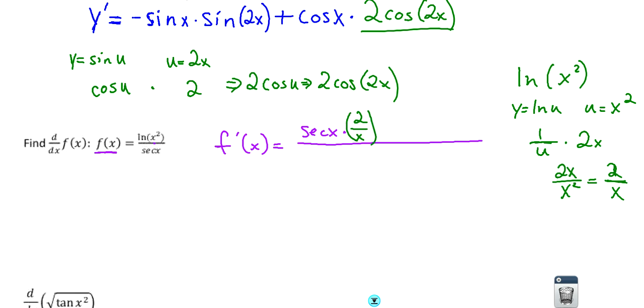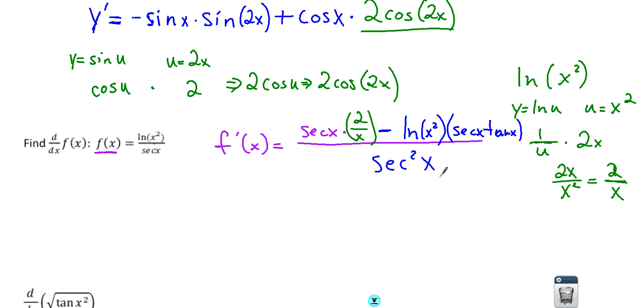So that's the derivative of my natural log of x squared minus natural log of x squared times the derivative of the low function, and the derivative of secant is secant x tangent x over the bottom squared, which is secant squared x. So this is my f prime.